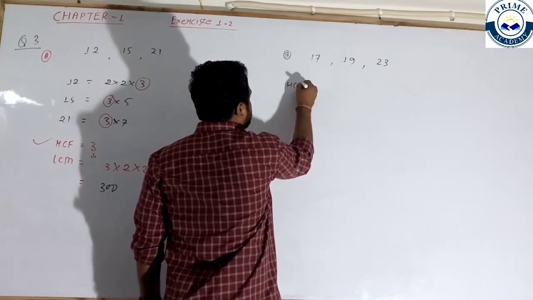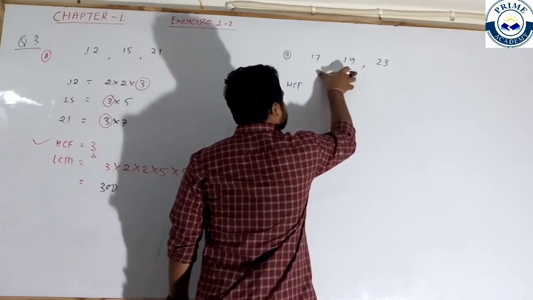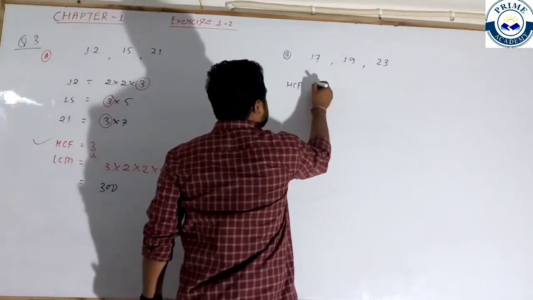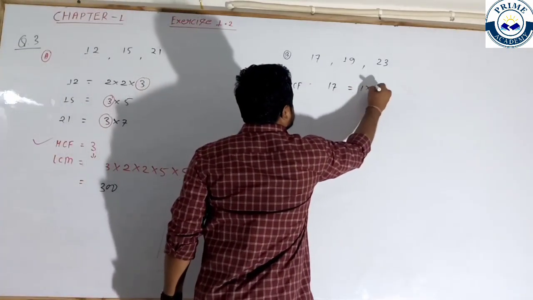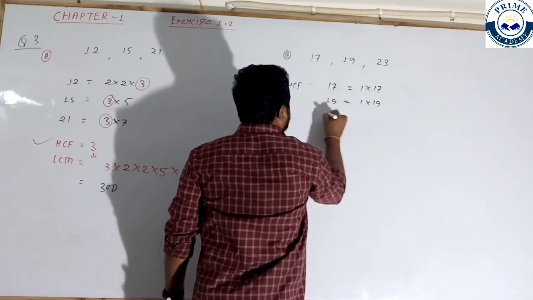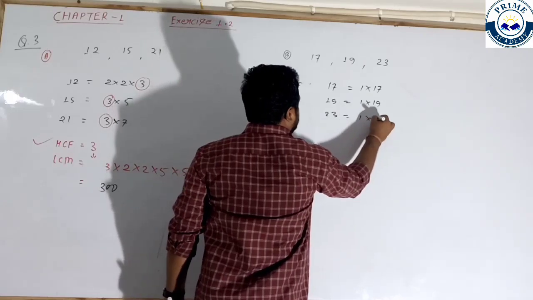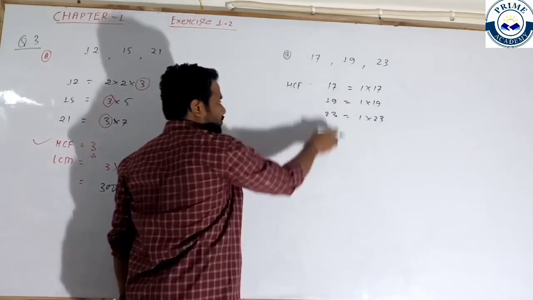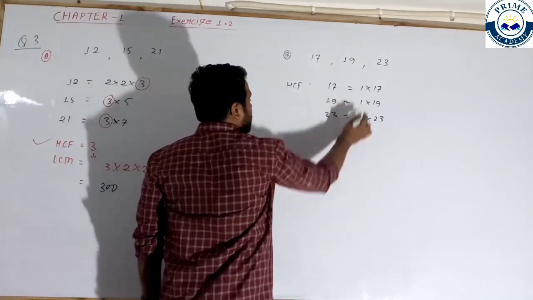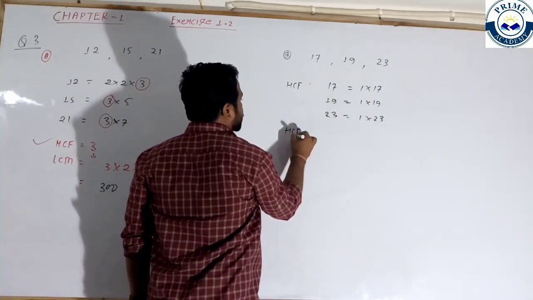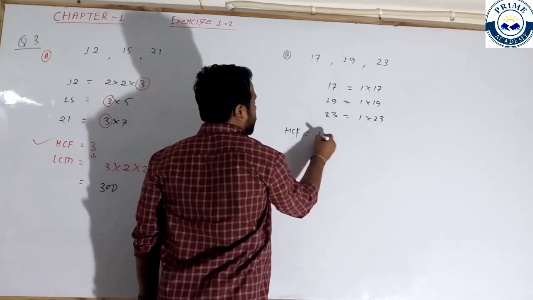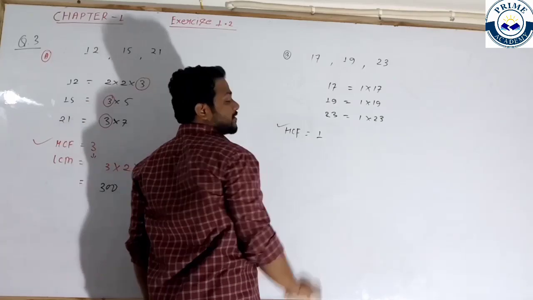So next is the 17, 19, 23 set. This is a prime number. These 3 are prime numbers. So we can't take any common. So 17 will be factorized in only 17, and 19 will be factorized only 1 into 19, and 23 will be factorized in terms of 23 only. So in this figure you can conclude what is common? For HCF of these 3 numbers, what is common? 1 is the only common. So HCF will be only 1.